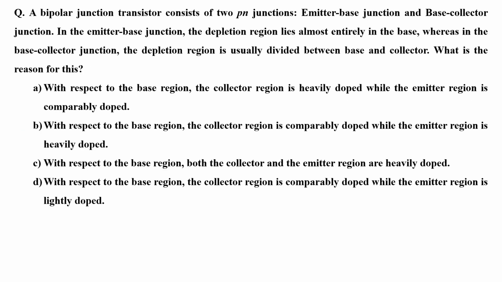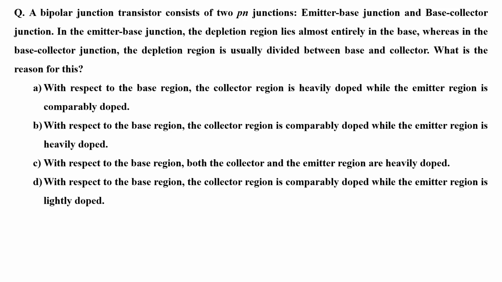So next is a bipolar junction transistor consists of two PN junctions, emitter-base junction and base-collector junction. In the emitter-base junction, the depletion region lies almost entirely in the base, whereas in the collector-base junction, the depletion region is usually divided between the base and the collector. What is the reason for this?